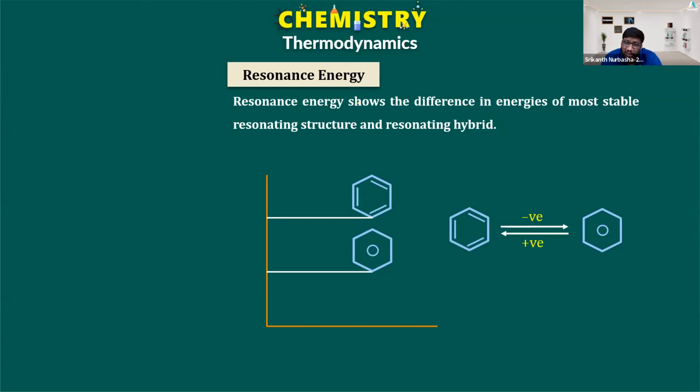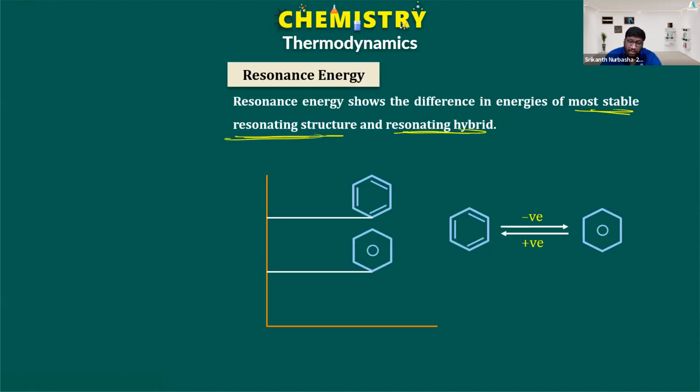Resonance always stabilizes the system. So resonance energy shows the difference in energies of the most stable resonating structure and the resonance hybrid. Whatever the difference in energy is between the most stable resonating structure and the resonance hybrid, that is nothing but your resonance energy. Let us try to solve some examples to get clarity on these perspectives.